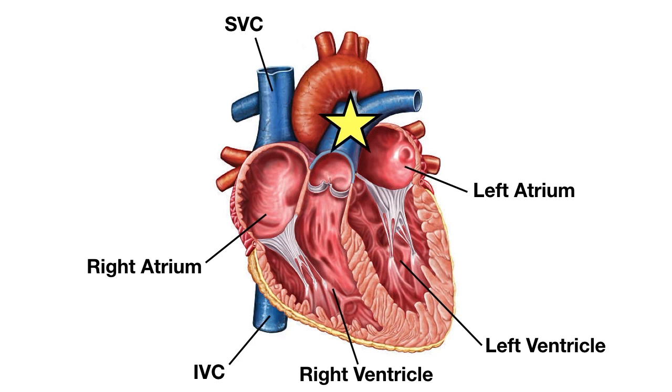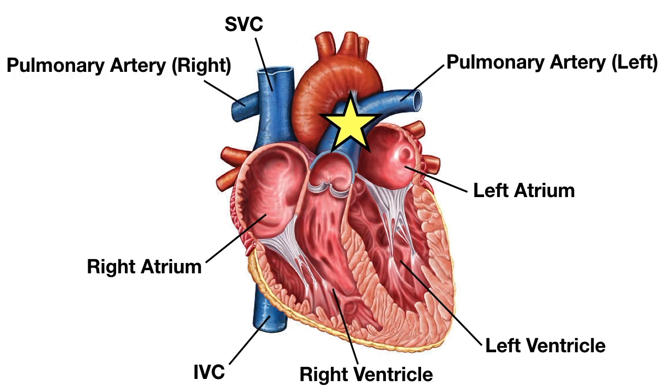Moving on to the next structure, try to guess which one it is. We have a blood vessel that's exiting the right ventricle and going to the lungs. We know it's going to be an artery because it's a blood vessel that's carrying blood away from the heart, and it's carrying blood to the lungs. So it's going to be the pulmonary artery.